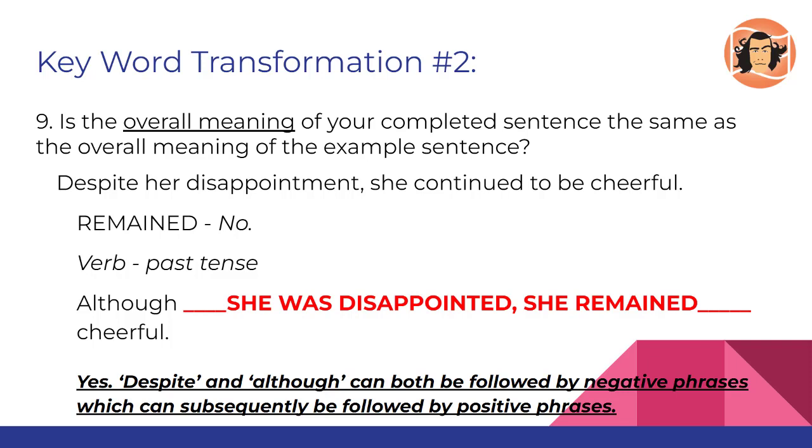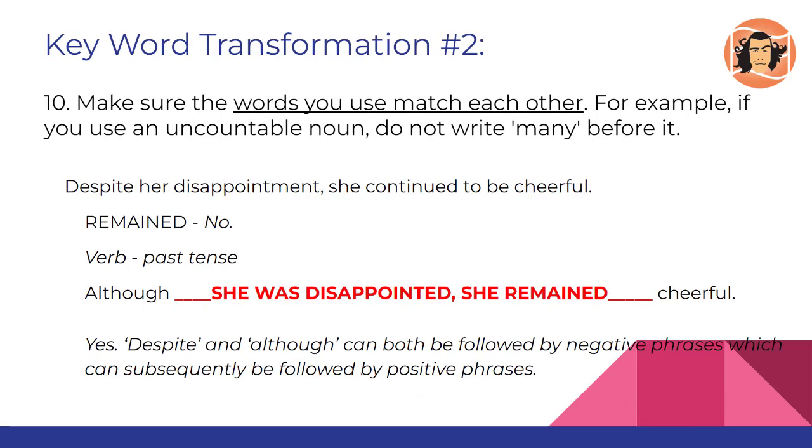And these can subsequently be followed by positive phrases. So we have a negative and then a positive. Despite her disappointment, negative, she continued to be cheerful. Hooray, positive. Although she was disappointed, negative, she remained cheerful, positive. Alright. And now, step number 10. Make sure the words you use match each other.